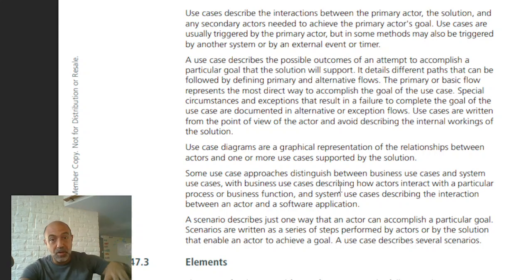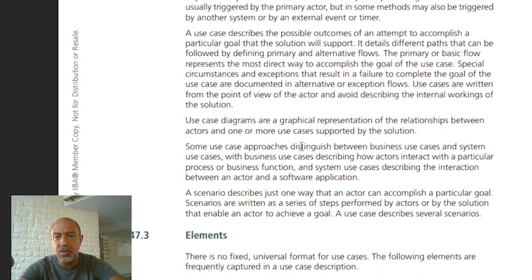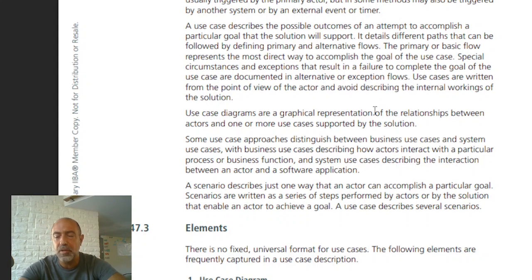So it's either something that you've used before or something you're going to be using, right? Or you can create it, because if I'm going to do this, how do you think that will happen? You're kind of designing the journey. And the primary or basic flow represents the most direct way to accomplish the goal of the use case. Specifically, circumstances and exceptions of the result or failure to complete a goal of the use case are documented.